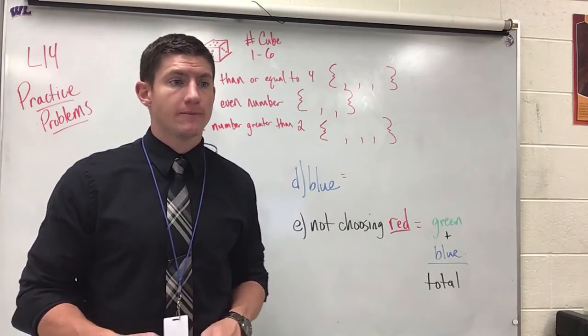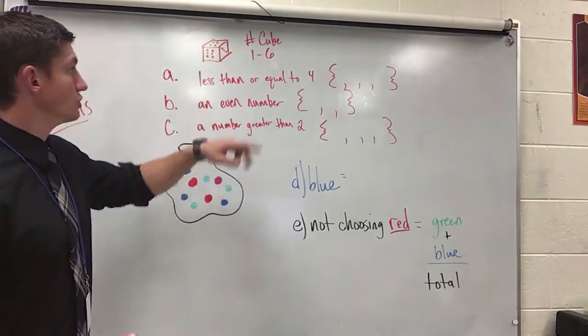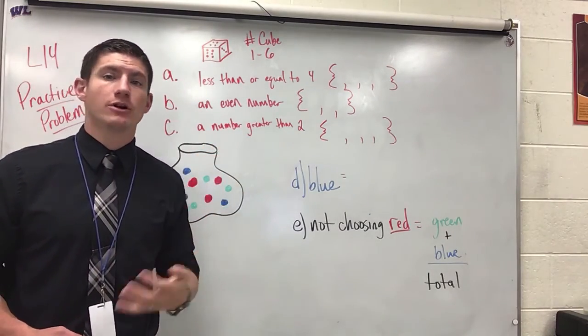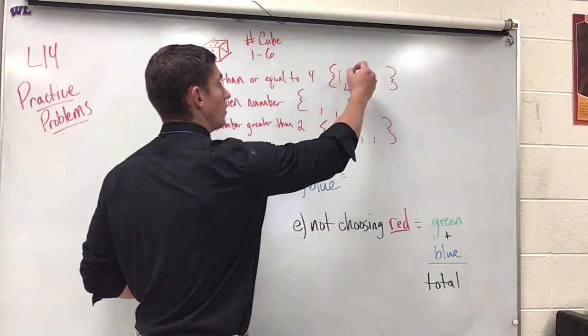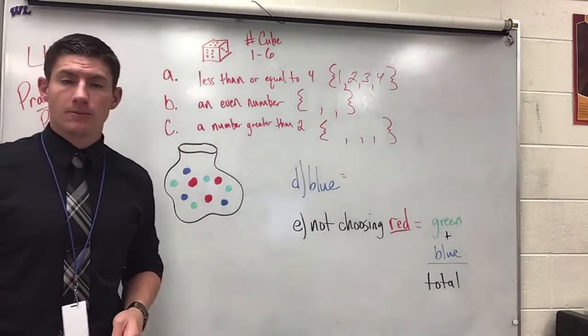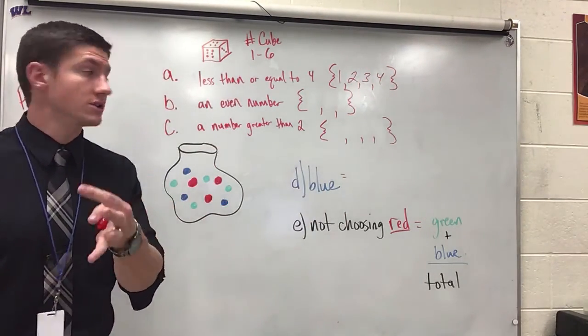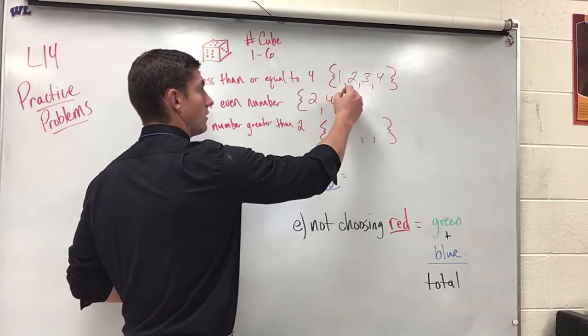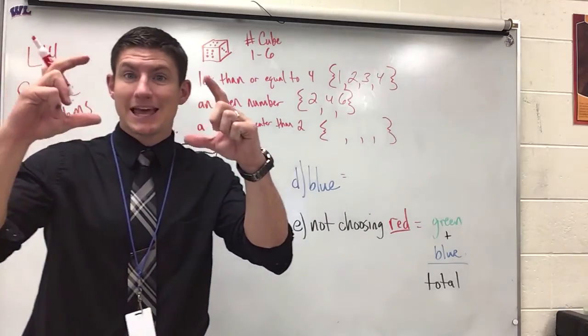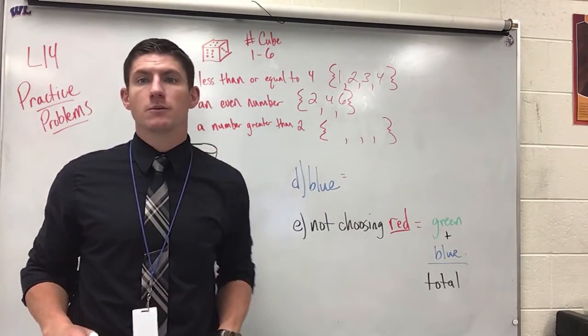Take a look at letter A. A number less than or equal to 4. If you think of the numbers 1, 2, 3, 4, 5, and 6, which one of those are less than or equal to 4? You would simply write in 1, 2, 3, and 4. Letter B says an even number out of 1, 2, 3, 4, 5, 6. You've got 2, 4, and 6. Those get written right in here. I like to put that comma in there in this fancy little bracket to show this is that sample space, the favorable outcomes for that event.